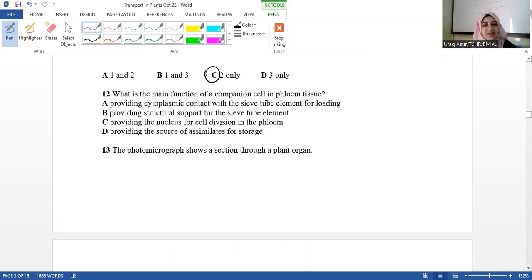What's the main function of a companion cell in phloem tissue? Companion cells provide cytoplasmic contact with the sieve tube element for loading. That's correct. And that is by the help of plasmodesmata. Providing structural support for the sieve tube element, providing nucleus for cell division in the phloem, providing the source of assimilates for storage. They're all incorrect because that's not the main function of a companion cell in phloem tissue. The main thing is it helps in loading of sucrose, and it provides a cytoplasmic contact with the sieve tube element for the loading from the companion cells. Sucrose can go to the phloem tissue.